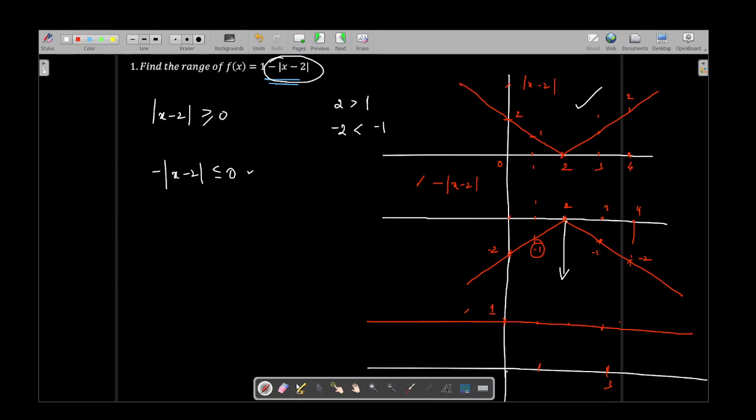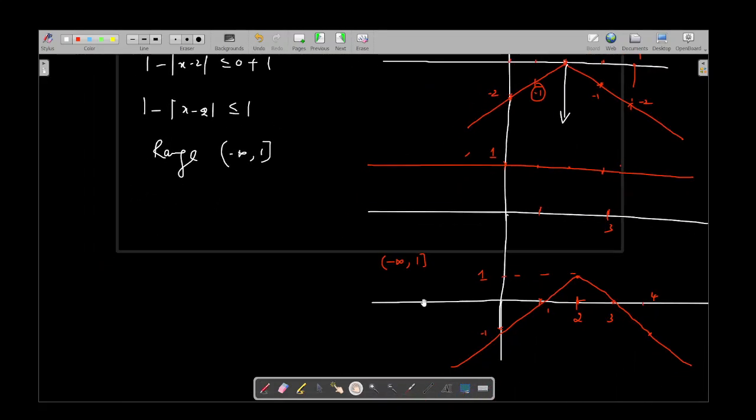So now I'll add 1 to both sides. So 1 minus mod x minus 2 is less than or equal to 0 plus 1, that is, less than or equal to 1. So the range is minus infinity to 1. You can see here that I have done the same thing graphically.